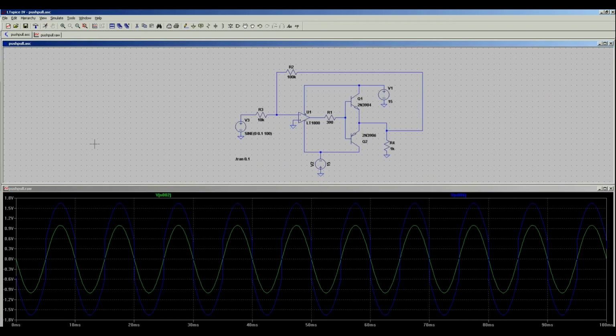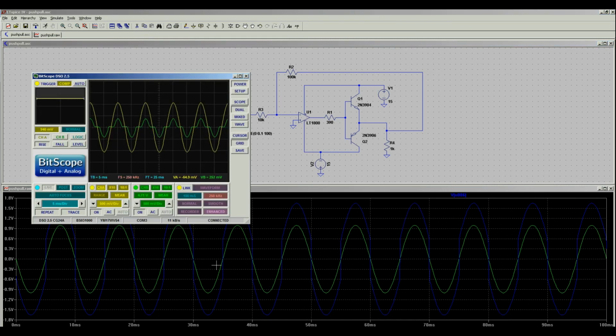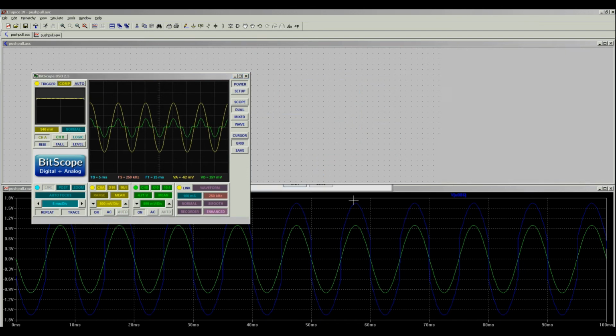Let's run the simulation again. See, that's the output. Now the distortion is gone, and that's the output of an op-amp. We can see how it tries to compensate. Now let's go and modify the real one just to see what happens.